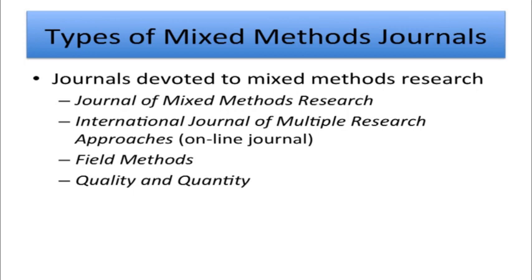But the 4 that I would put on my list, you can see here: the Journal of Mixed Methods Research, the International Journal of Multiple Research Approaches, which is an online journal, Field Methods, which is a journal that came out of anthropology, and the Journal of Quality and Quantity, which is a British journal.